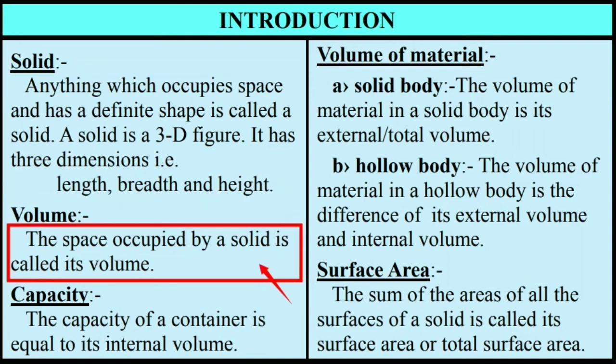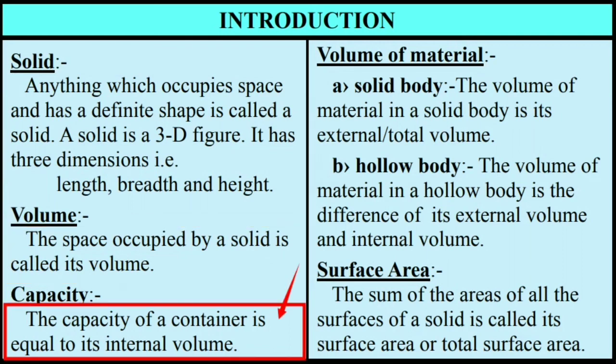The next word, volume. The space occupied by a solid is called its volume. Next word is capacity. The capacity of a container is equal to its internal volume. Next one is volume of material. It means the amount of material used in constructing or making that three-dimensional object.